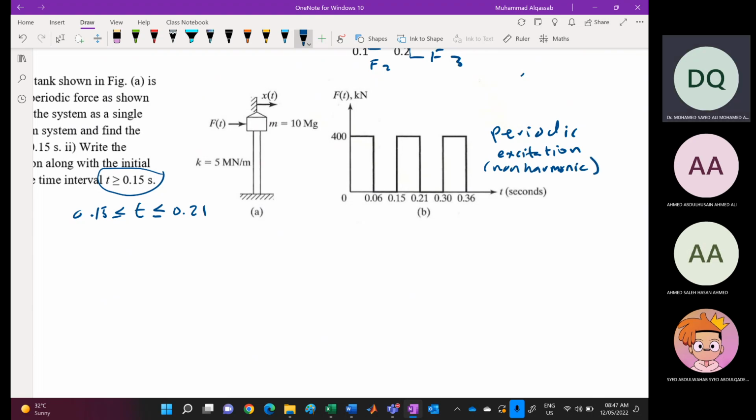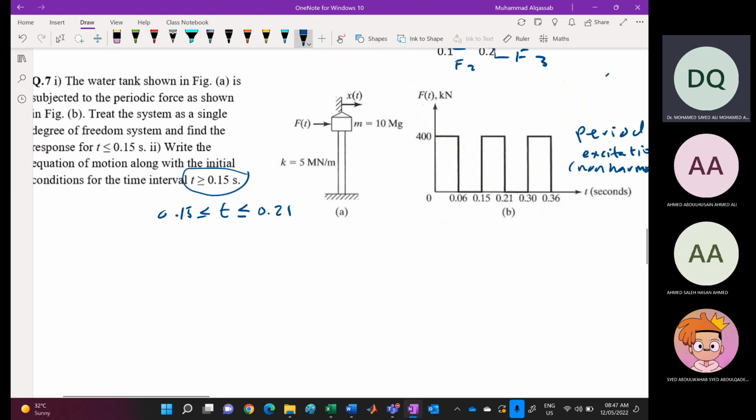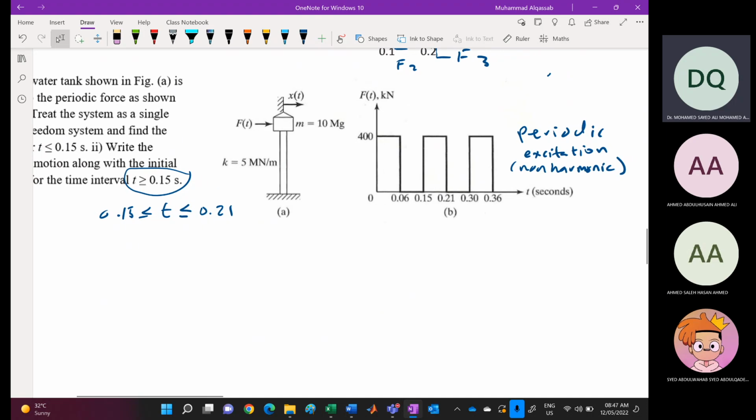To get the total solution for all time, we should use Fourier series. But here the question is simplified. It is to find a solution up to t less than or equal to 0.15, and then put the equation of motion for t between 0.15 and 0.21.